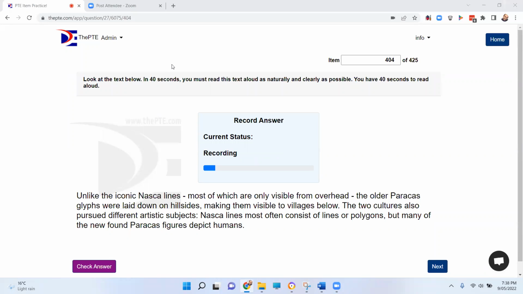Unlike the iconic Nazca lines, most of which are only visible from overhead, the older Paracas geoglyphs are laid down on hillsides, making them visible to villages below. The two cultures also pursued different artistic subjects. Nazca lines most often consist of lines or polygons, but many of the newfound Paracas figures depict humans.